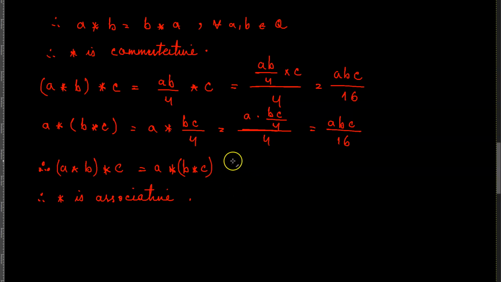Of course, here you should say that this holds for every A, B, and C belonging to the set of rational numbers. Now part 6 of this question is A star B is equal to A times B squared. And of course, star is a binary operation defined on Q.